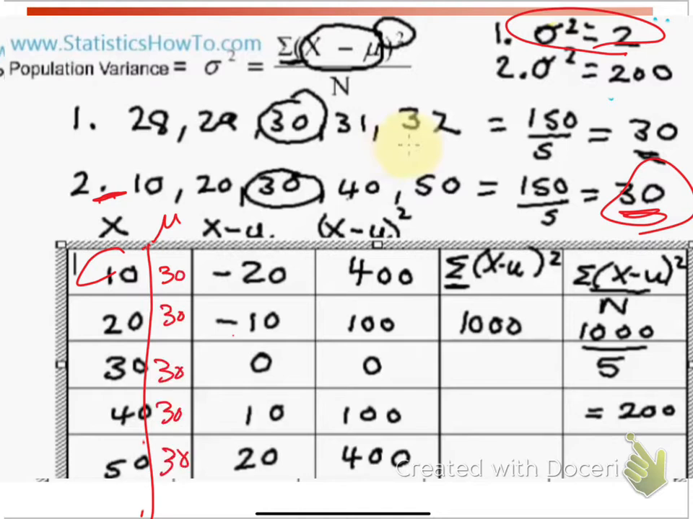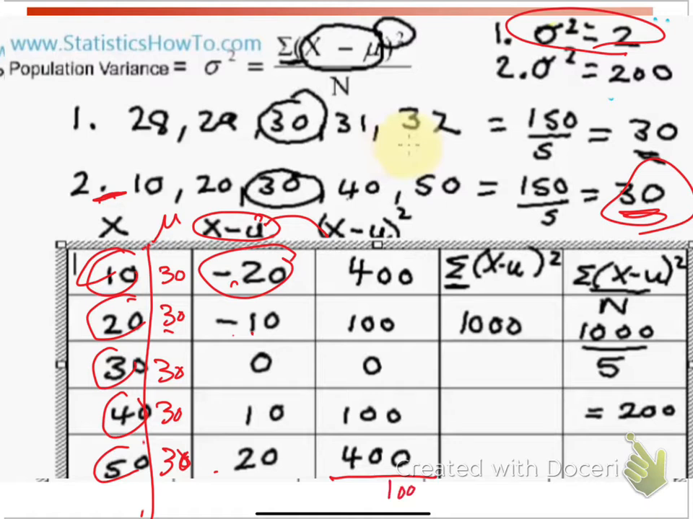So we have 10 minus 30 equals minus 20, 20 minus 30 equals minus 10, 30 minus 30 equals 0, 40 minus 30 equals 10, 50 minus 30 equals 20. So here is x minus mu, then in the fourth column we square every item. Then we get the total of them. The total is 1000 here. The formula is the sum of x minus mu squared divided by n capital, which is 5. So the variance, sigma square, is 200.